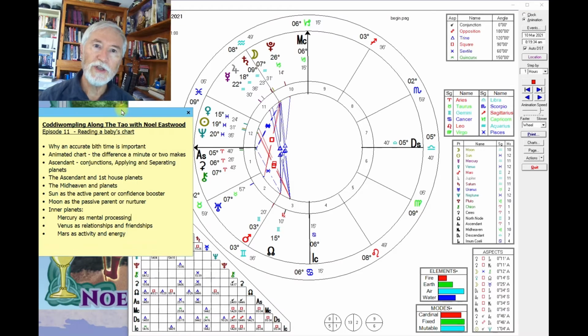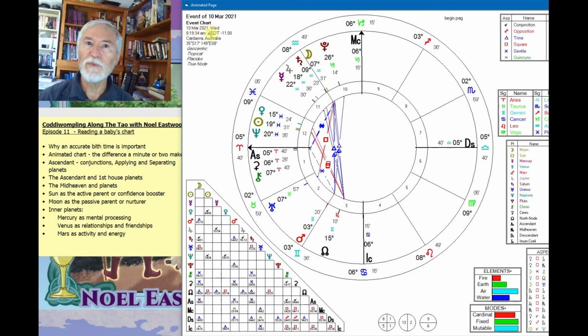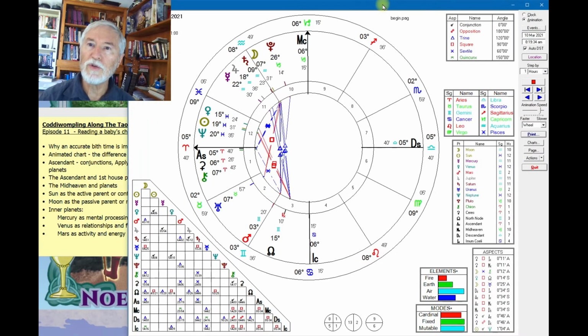What I'm going to do is, well, there's my script. I'll try and keep to that as best I can, and it's a nice post-it note so I can see it clearly. It's better than the thing I had in the last episode. Here we have a chart of today. Okay, so it's the 10th of March. It's 8:19. It's Placidus. So even though I'm transitioning across to whole signs, I'm using Placidus for this particular exercise, just because most people are used to it.